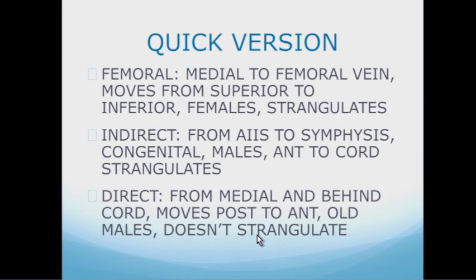Direct hernia comes from medial and behind the cord and moves posterior to anterior. It moves directly toward your transducer. It's also called an old man's hernia, occurs in older males, doesn't tend to strangulate, has a wide neck, and is pretty benign, but will get bigger as time goes by.